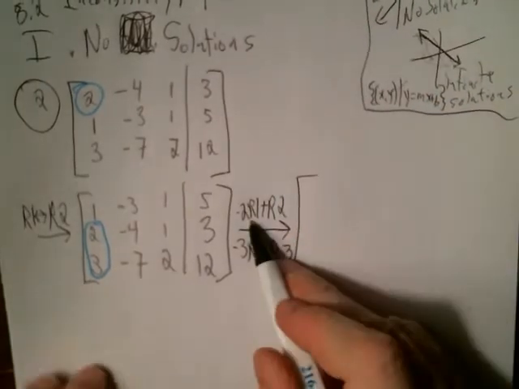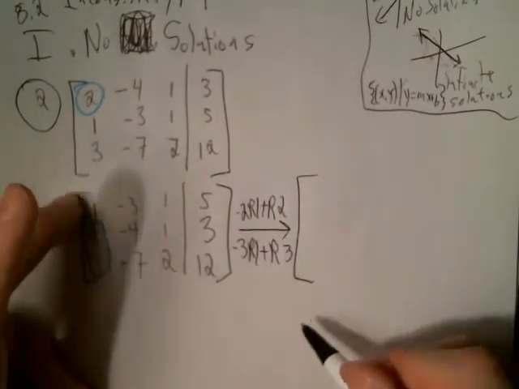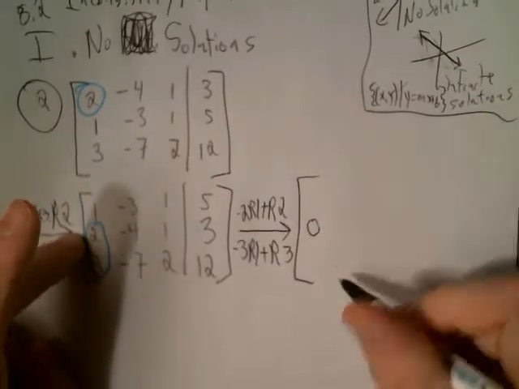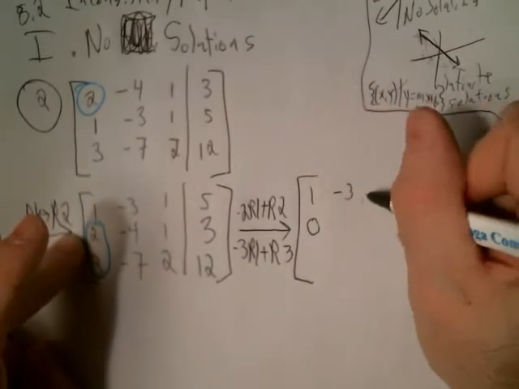Okay, so let's do that. Negative 2 times 1 is negative 2. Negative 2 plus 2 is 0. Of course, the first row stays the same.